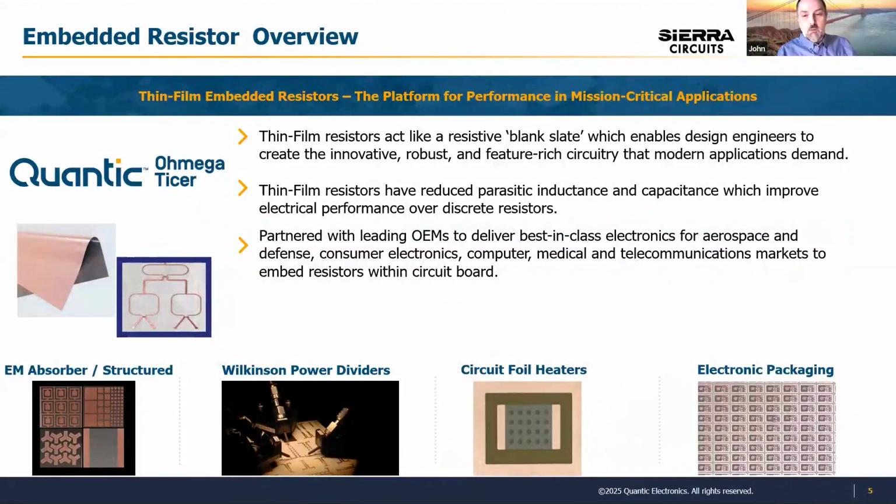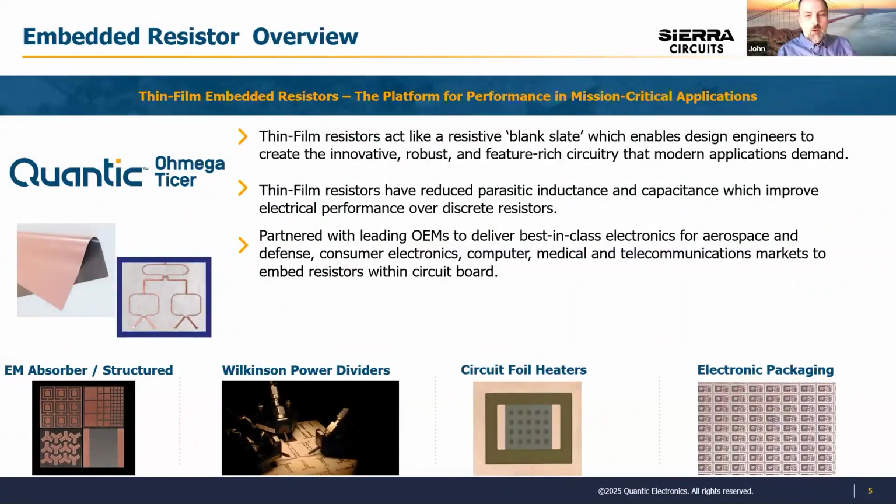Things that we're seeing its uses, because of the nature of the material, it's actually used as an electromagnetic energy absorber. And by structuring patterns, you can basically make things like bandpass filters, things of that type. And then also we're seeing a lot of interest now in Wilkinson power dividers because of the high frequency, and I'll get into that in a little bit. And then also it can be used as a heater.